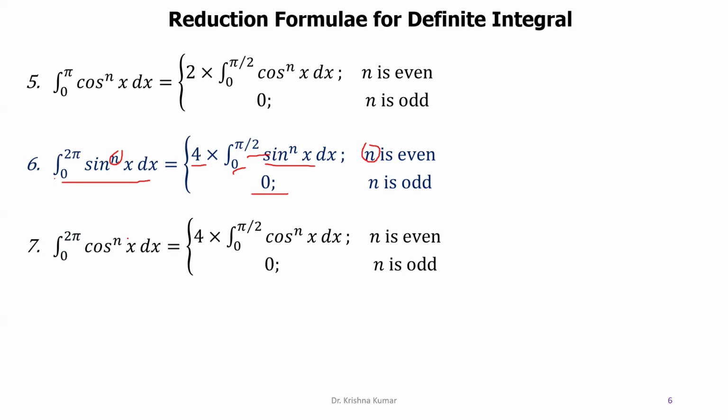Next, what will happen if we have the cosine function? It is similar: the integration of cos to the power nx under the limit 0 to 2 pi with respect to x is 4 times the integration of cos to the power nx under the limit 0 to pi by 2 with respect to x if n is even, otherwise its value will be 0. So if the limit is 0 to 2 pi, we have the same formula for the sine function as well as the cosine function.